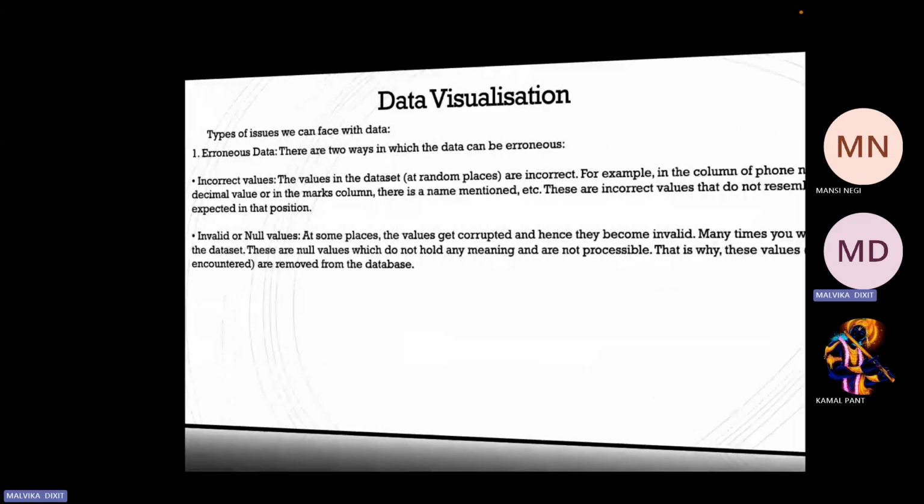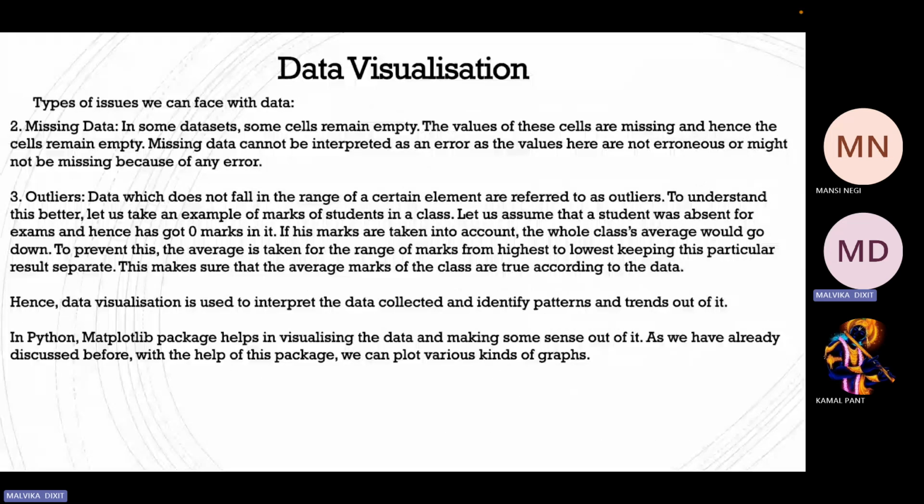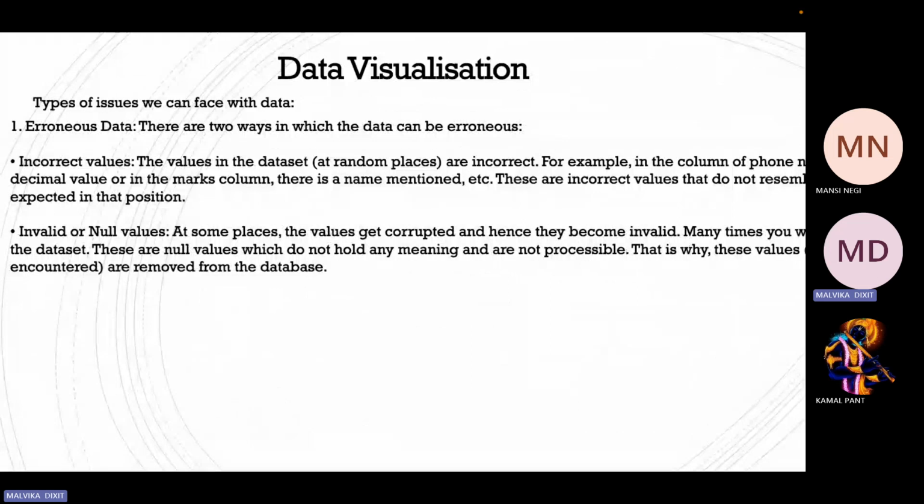So let's understand what kind of issues we face when we deal with this kind of data. Sometimes we get erroneous data. What is the meaning of erroneous data? It is data that contains errors, right? There are two categories. First is incorrect value. Suppose in the phone number column we have phone numbers in the form of decimals. It means the data is incorrect, because a phone number has only 10 digits. That is called an incorrect value, when some value is improperly placed inside a column.